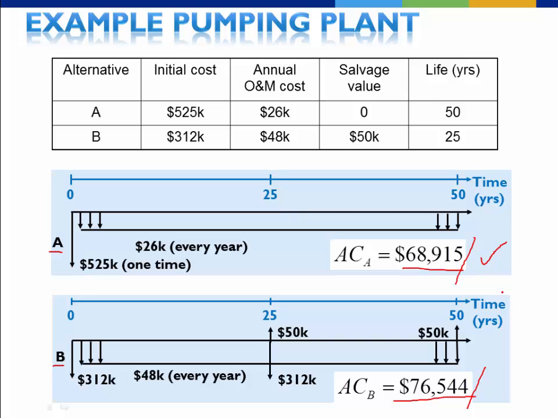So again, as we started this exercise with all these different variables and so on, once you do the cost analysis, alternative A is the one that is the least expensive.